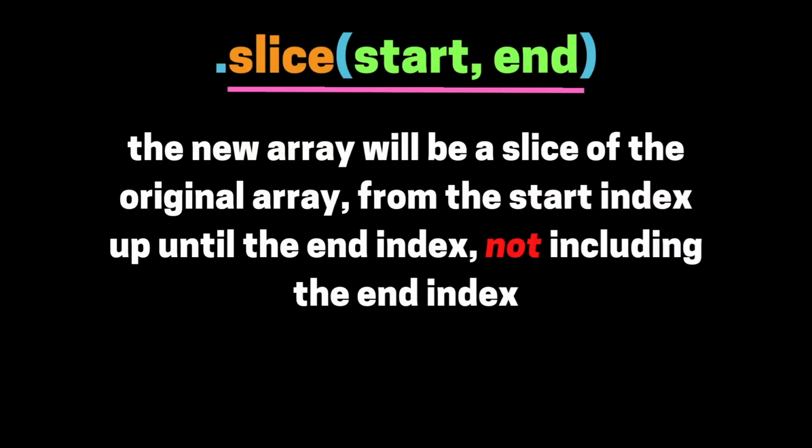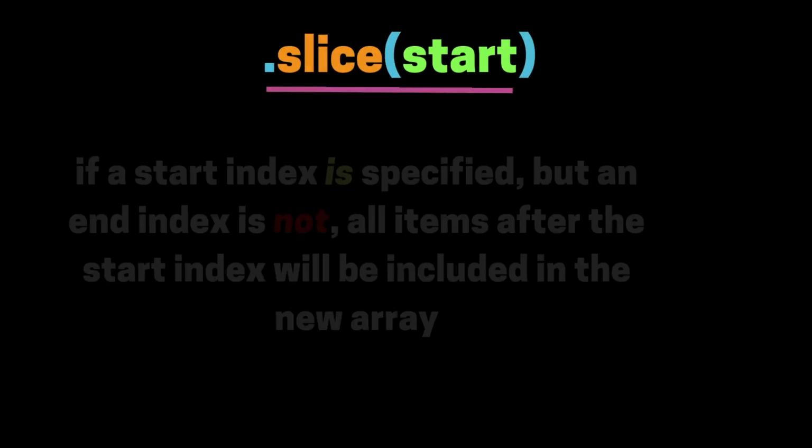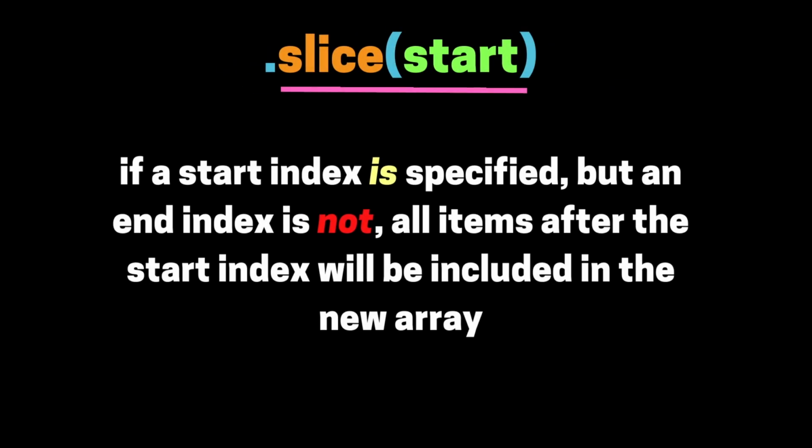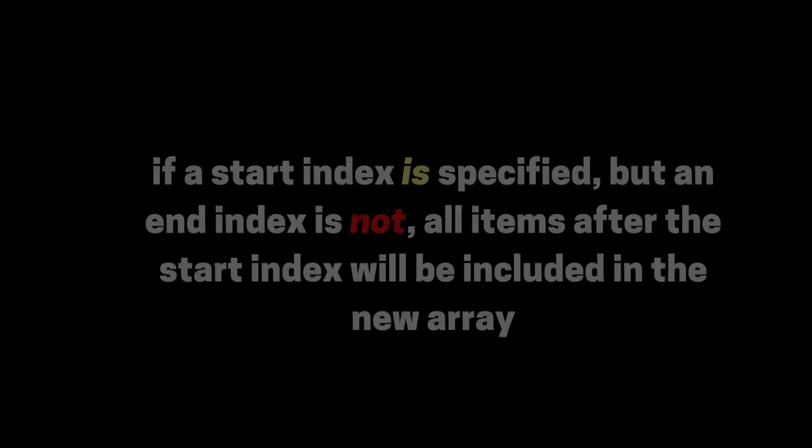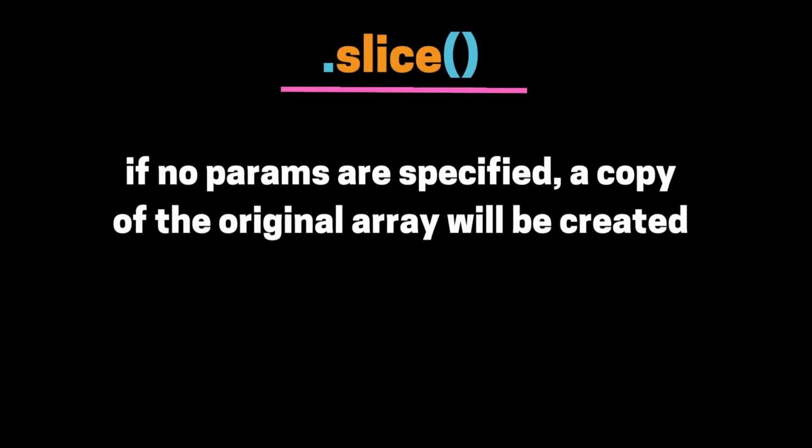The new array will be a slice of the original array, from the start index up until the end index, not including the end index. If a start index is specified, but an end index is not, all the items after the start index will be included in the new array. And if no params are specified, a copy of the original array will be created.